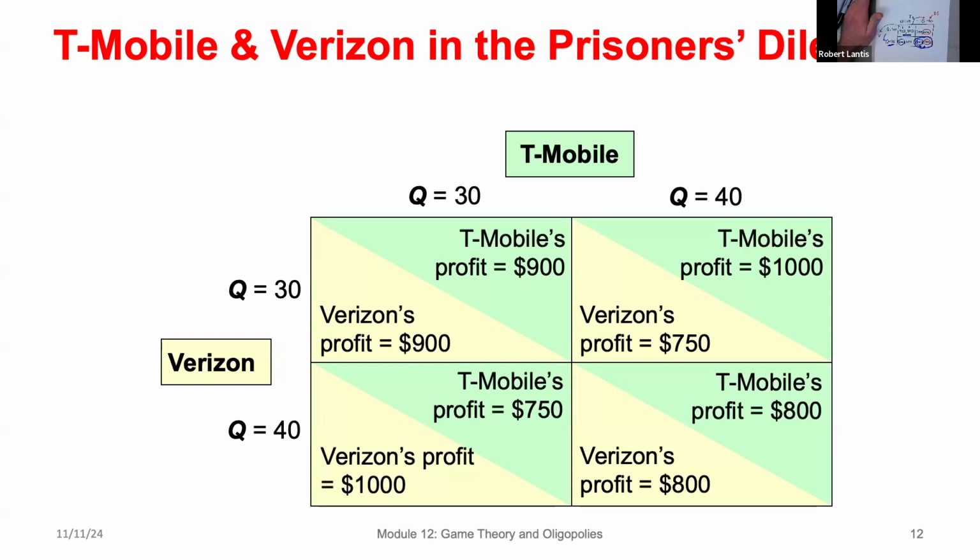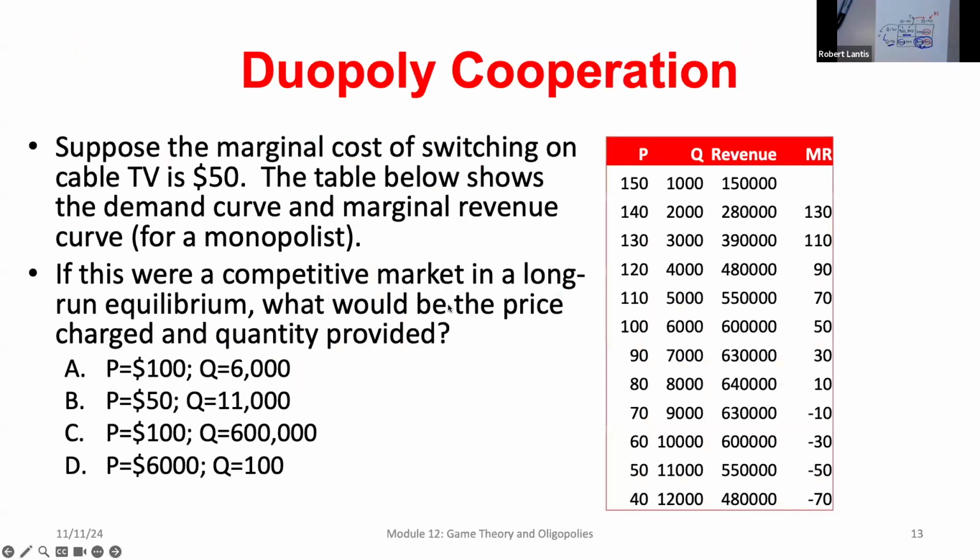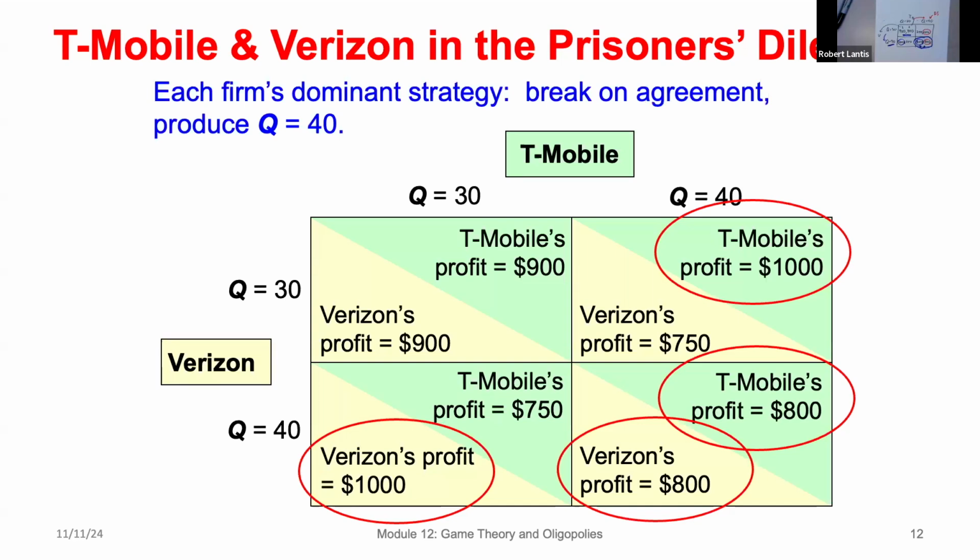Here was the other way, where I don't write them left to right. I write them in these diagonal boxes. We would have the exact same decision, right? T-Mobile has a dominant strategy to break the agreement and sell to 40 customers. Verizon has a dominant strategy to break the agreement, sell to 40 customers, and we end up with this Nash equilibrium where they're both worse off, right? If they could just both agree to not sell to more customers. Okay. So this is the general idea of this duopoly model.